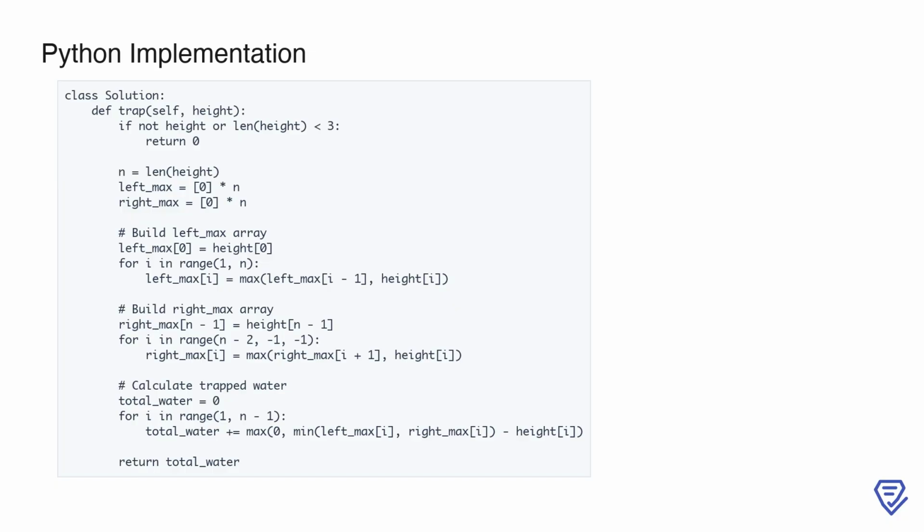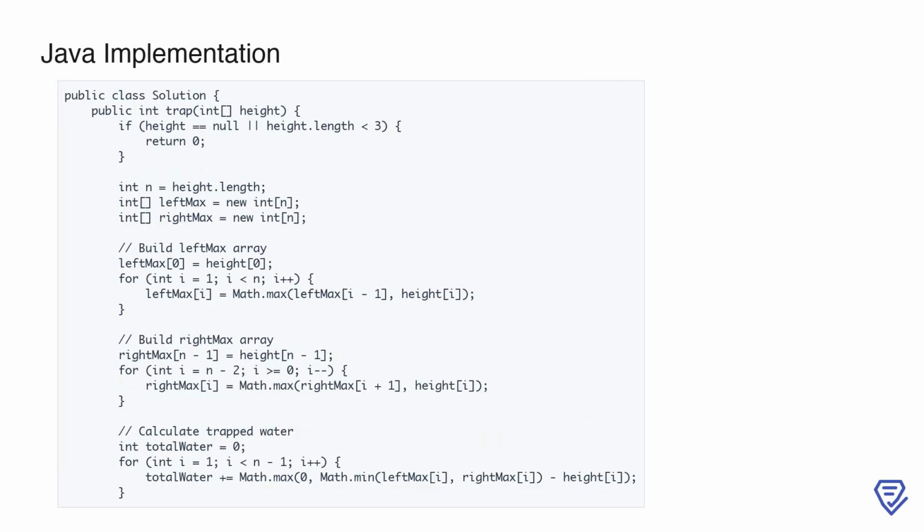At each index, the trapped water is determined by subtracting the height of the current bar from the minimum of left_max and right_max at that position. This ensures that only valid water levels are included, and negative values are avoided using max 0. The total trapped water is accumulated in the variable total_water, which is returned as the result. The time complexity is O(n) due to the 3 linear traversals of the array, and the space complexity is O(n) due to the 2 auxiliary arrays.